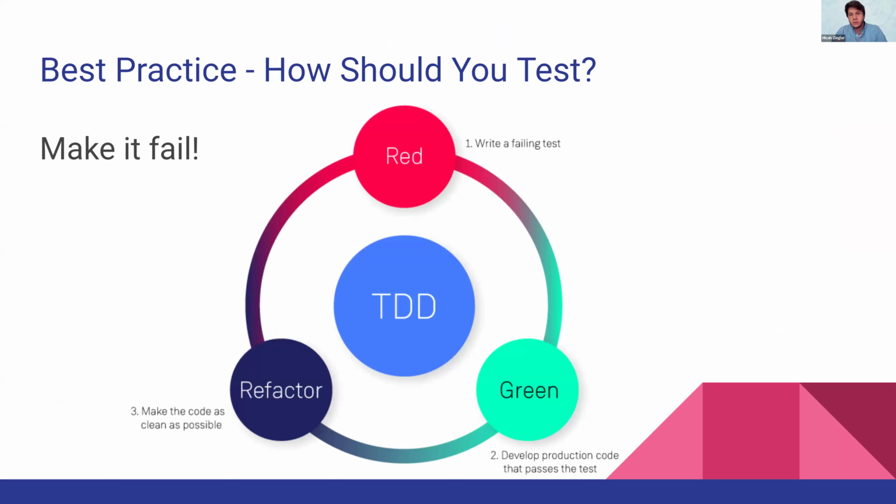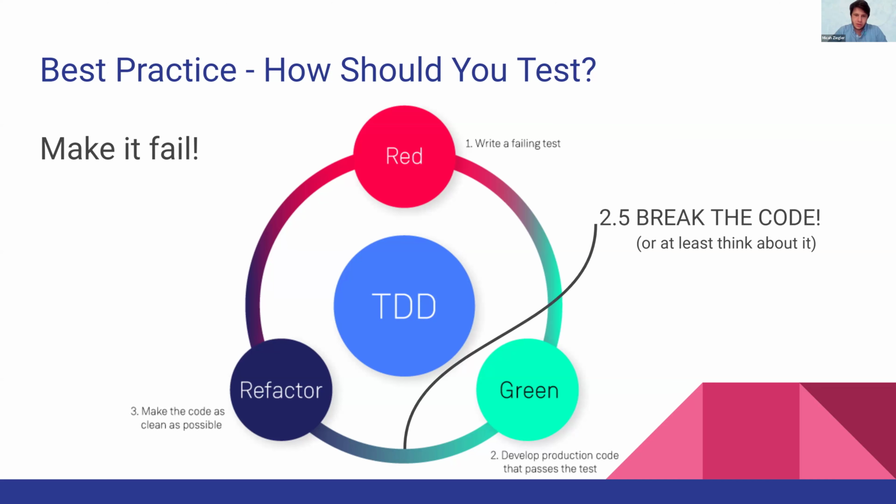I'm sure you are all familiar with this diagram. It's known as a test-driven development process where you write a test first, then you write code that makes it pass, and then you clean up and move on. But no matter where in the development process you write your test, you still have to make sure it fails. So with that in mind, I actually added a step to this diagram. Step 2.5, break the code. Ask yourself, will my test pass even when it shouldn't?